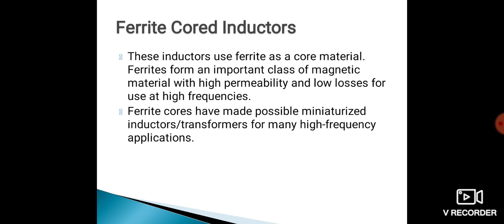So the ferrite core gives the highest value of inductance because it has a very high permeability. Ferrite cores have made possible miniaturized inductors and transformers for many high frequency applications. So to reduce the size of the inductor and to make high frequency transformers, ferrite core inductors are used.